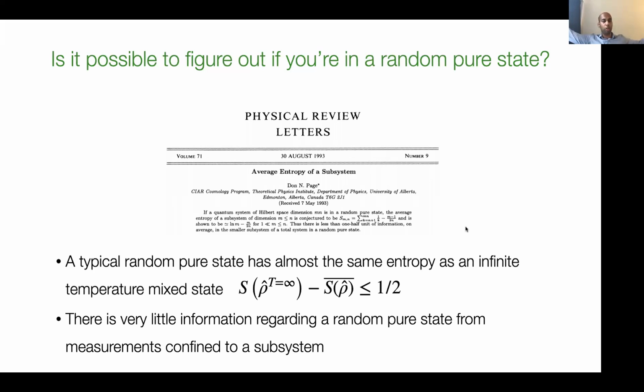Clearly, if you do measurements on the full system, you'll be able to figure it out. But once you get to smaller sizes, even half the system size, it quickly becomes extremely hard to figure out if you're in a pure state. But we will show later that constrained systems will actually violate this inequality. So somehow Page's inequality is violated in constrained systems.